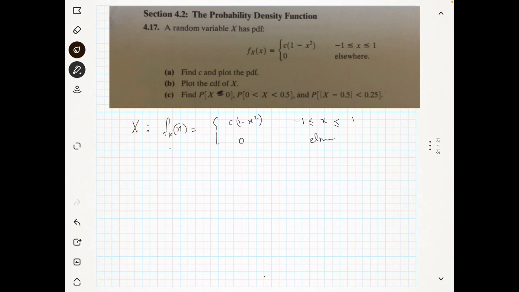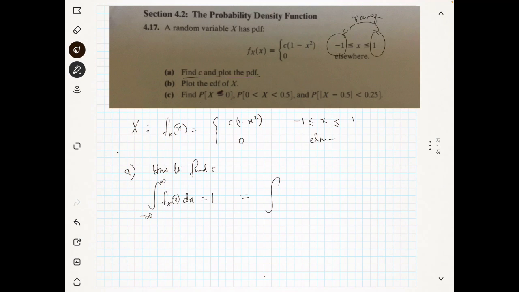So I can actually plot the PDF. For the first part of the question, find c and plot the PDF. Before plotting the PDF we have to find c. How to find c? We know that the area under the PDF, integral from minus infinity to infinity of fx of x dx, is always 1. It is not starting from minus infinity because our PDF is only defined within this range.